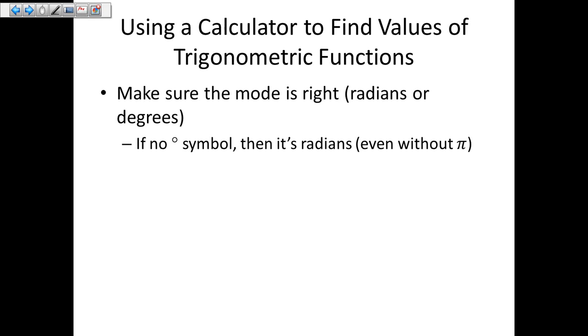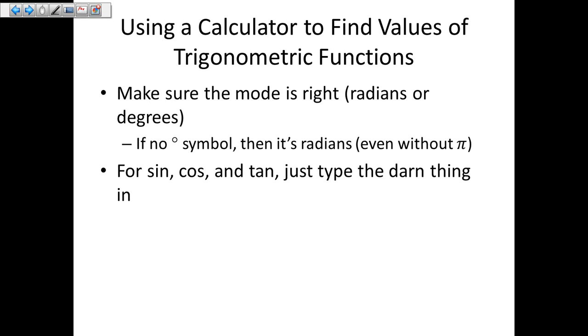Now remember, if you don't see the degree symbol, then it's in radians. We don't really use a unit on radians. So if you see the little circle, it's degrees. If you don't see the little circle, it's radians. Now that's with or without the pi. The pi is a sure tip-off that it's in radians. But I could talk about an angle of 1 in radians. That's fine. You're just looking for the lack of that degree symbol.